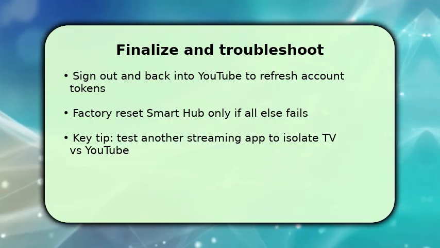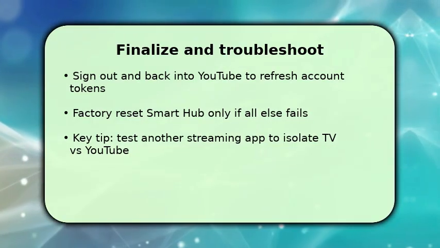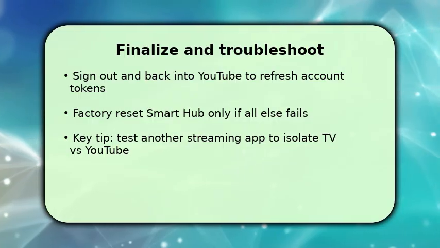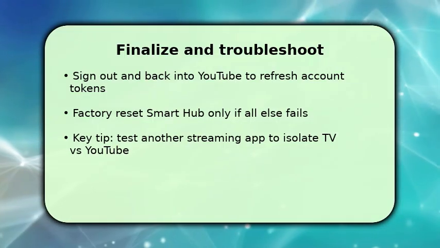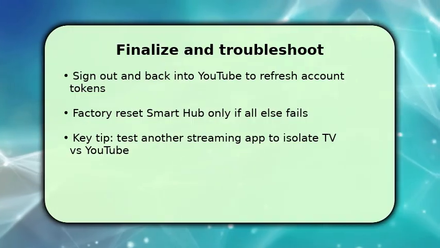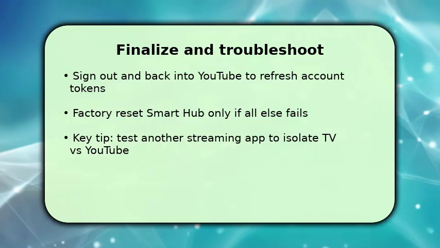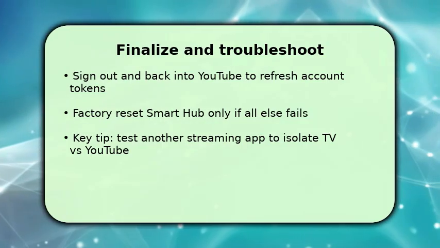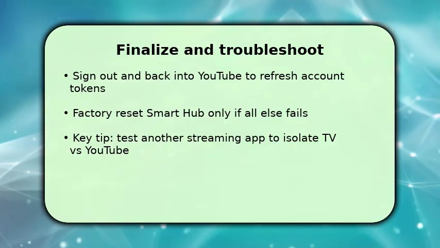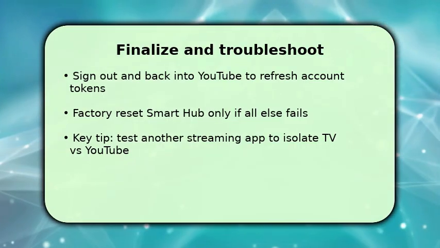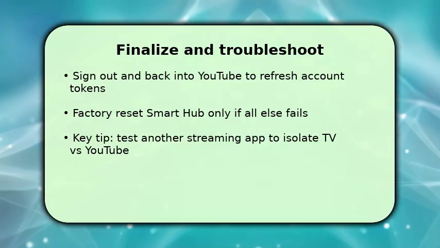If problems persist across apps, consider a smart hub or system factory reset. This is a last resort because it removes app data and settings. Make sure to test another streaming app first to determine whether the issue is specific to YouTube or the TV itself. If YouTube alone fails, reinstall and retry. If all apps fail, pursue network or firmware repair options.